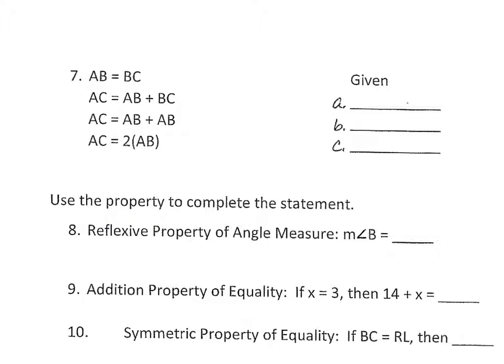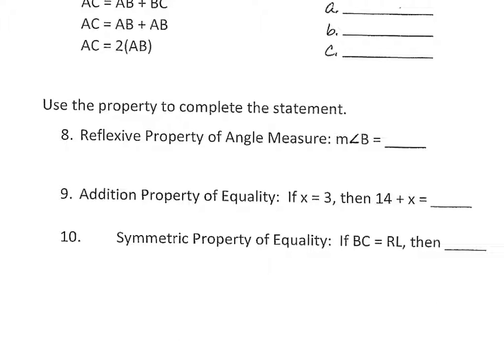Question number 7. They start with AB is equal to BC, and then they said AC is equal to AB plus BC. And then we go to AC is equal to AB plus AB, and AC is equal to 2 times AB. So which property are we talking about in each one of these?